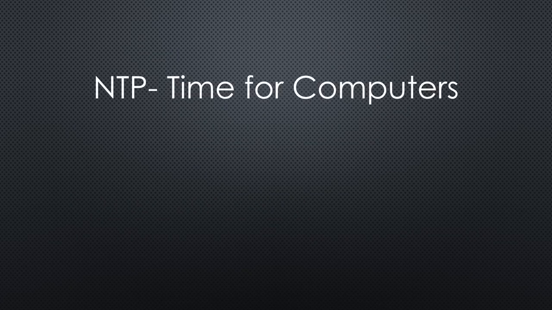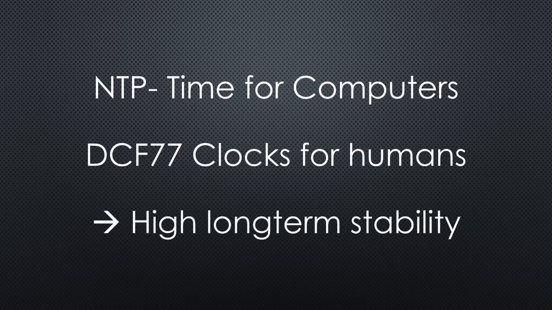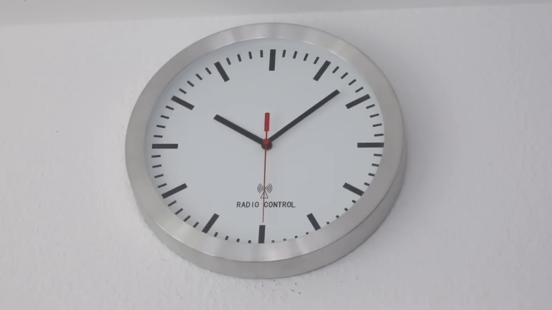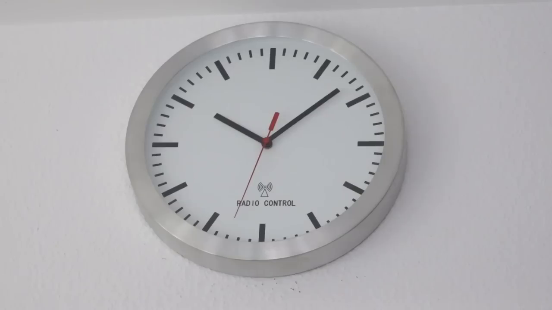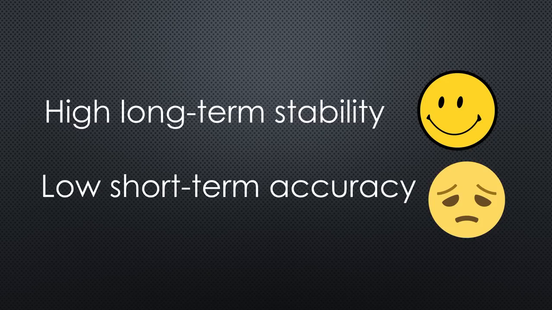To solve the issue of scheduling meetings or catching a plane, we can use NTP time or DCF77 clocks. Two services that deliver very, very precise time information in the long run. I made a few videos on how to use NTP and even how to create your own DCF77 transmitter. Such timers are long-term stable because we want our clock to be precise also for the next years. Their short-term accuracy is rather low, maybe in the 100 milliseconds or so.